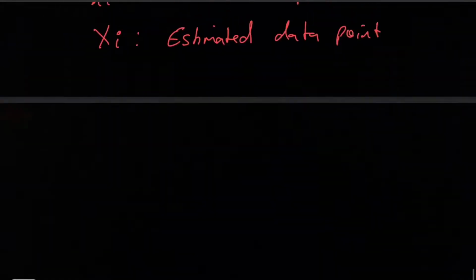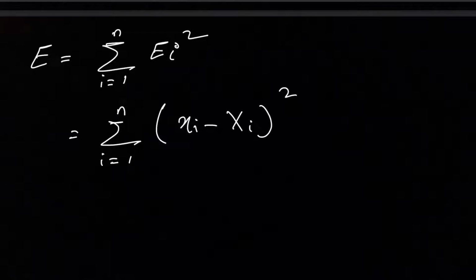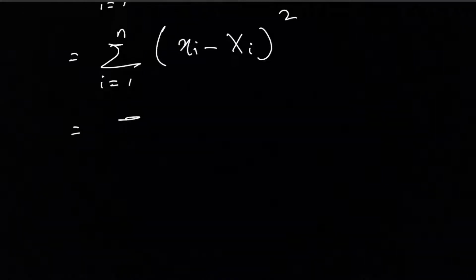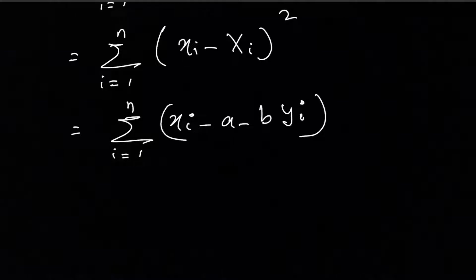Okay, now let's just write the error sum of squares form. So the E, which is nothing but the error sum of squares, is nothing but summation i is equal to 1 to n ei square, which is nothing but summation i is equal to 1 to n xi minus capital Xi whole square, which is nothing but summation i is equal to 1 to n xi minus a minus b times yi whole square.